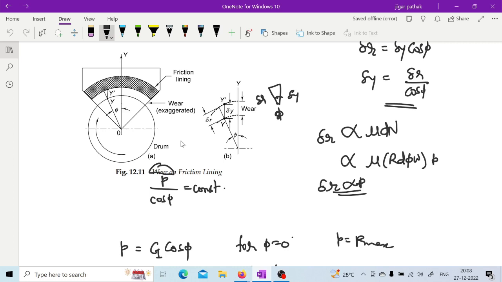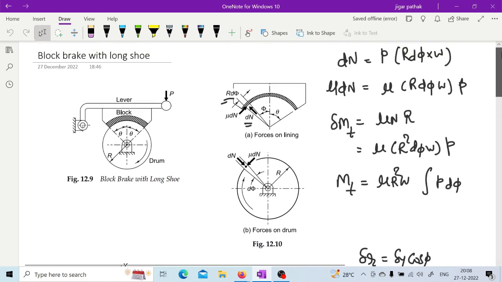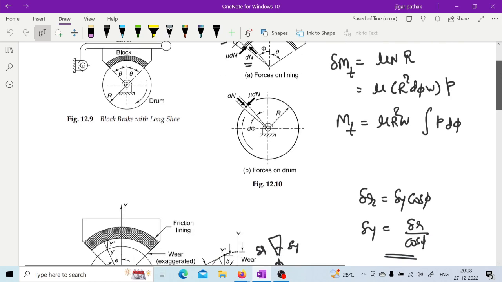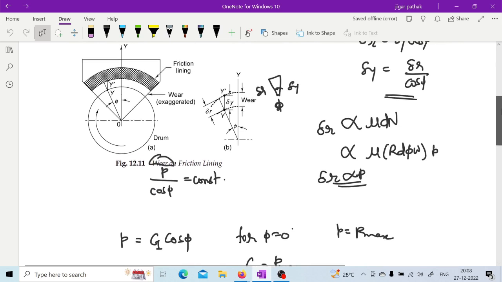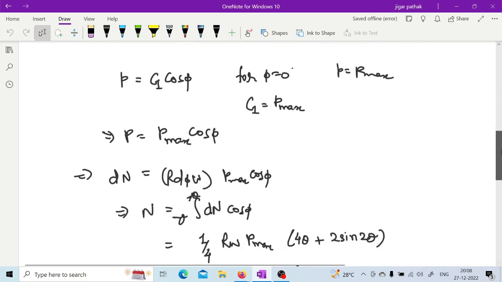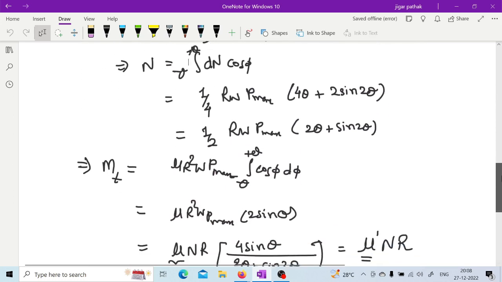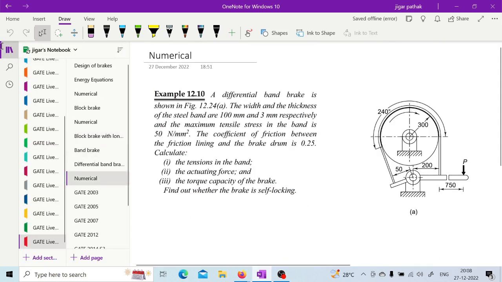And phi, sir? Phi is this angle, as we have considered here. Whether this is a short or a long shoe? This is a long shoe only, as we have already considered here. We are talking about a long shoe block only. That's why we are integrating with respect to d phi, from minus theta to theta. Now if we go for this numerical, I guess you will be able to solve this.